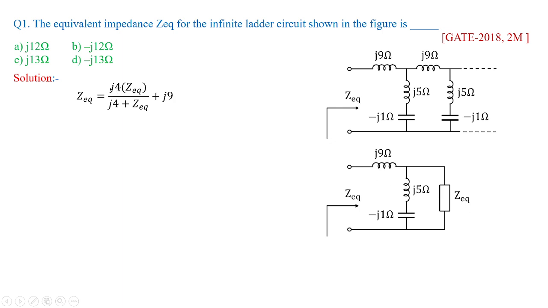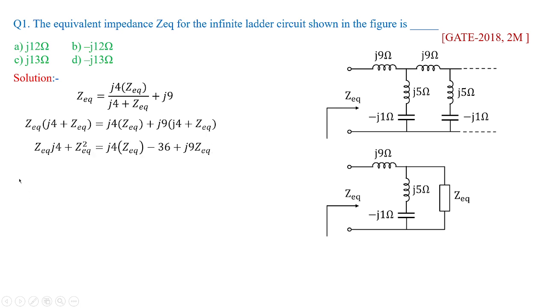So the parallel will lead you as 5J minus 1J will give you the value as J4 multiplied with Z equivalent, 4J divided by Z equivalent plus J4. This parallel combination is in series with 9, that's why plus 9J. Now what you do, take J4 plus Z equivalent in the denominator and multiply on both sides. As common factor, you can see Z equivalent multiplied with this denominator as well as J4 Z equivalent plus J9 multiplied with this denominator.